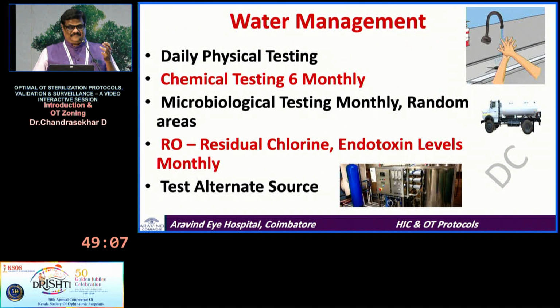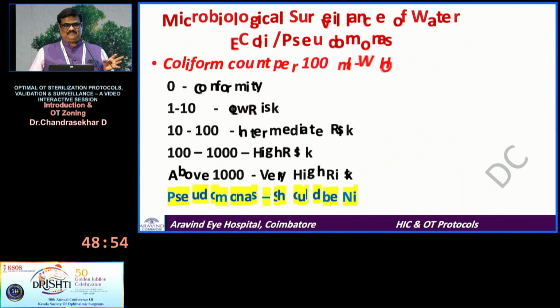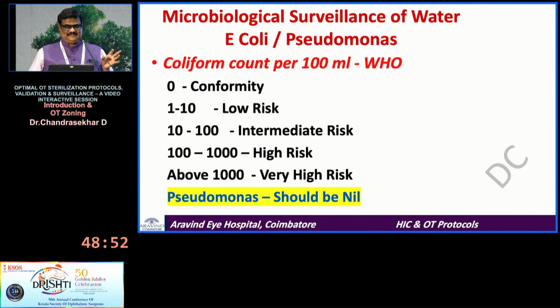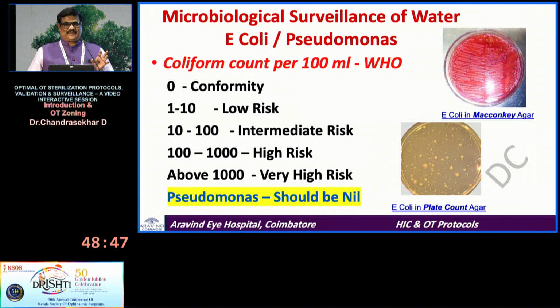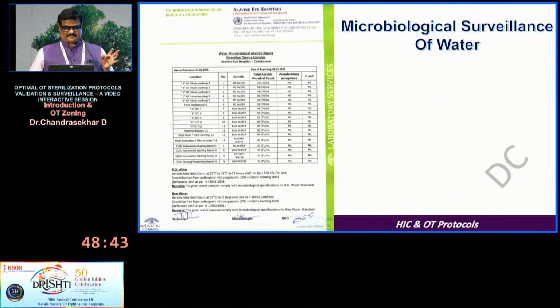Water, we need to test it physically daily. Chemical testing at least once in 6 months. Microbiology testing, ideally once a month would be good, and RO water again should be tested every month. The endotoxin level is something which is important. You have to send it out and test it. Microbiological surveillance will also include E. coli. You cannot get a count of 0, but you have low risk water.